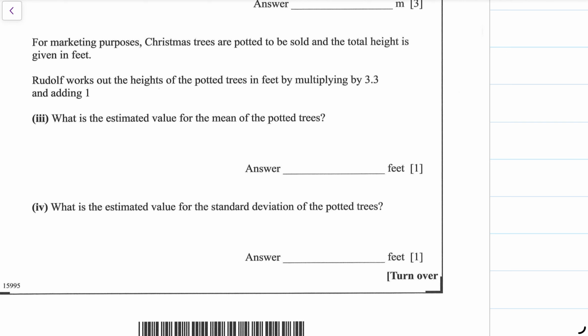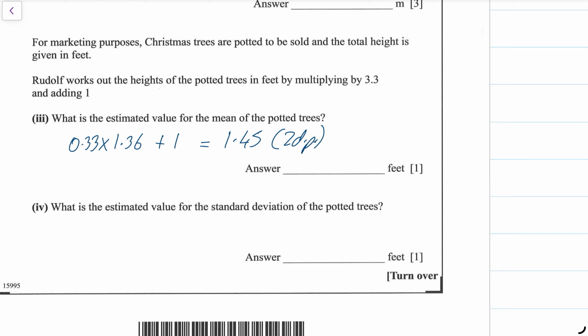What a great question. Right, the mean was 1.36, and what he does to every single height, he multiplies them all by 0.33 and then adds 1. So if you do that, you get 1.45, and that's it, to 2 decimal places.